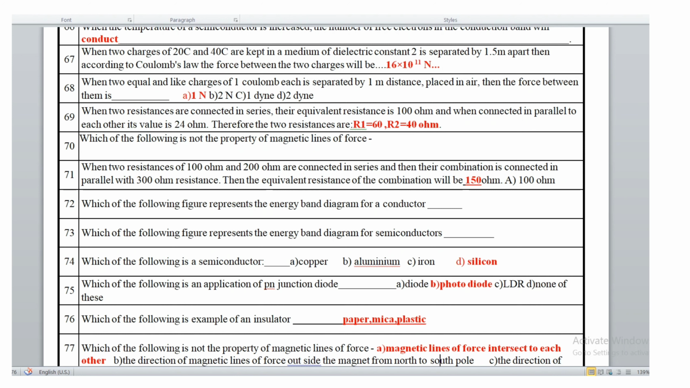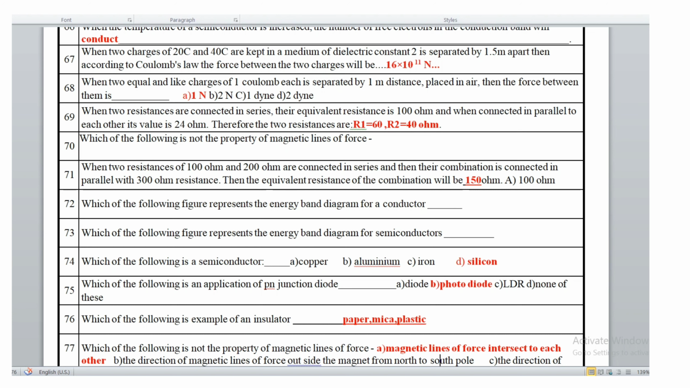Then which of the following is not a property of magnetic lines of force? You have to read all the properties of magnetic lines of force, and find out which is not included. When two resistors of 100 ohm and 200 ohm are connected in series, then their combination is connected in parallel with a 300 ohm resistance. Then the equivalent resistance of the combination will be 150 ohm.